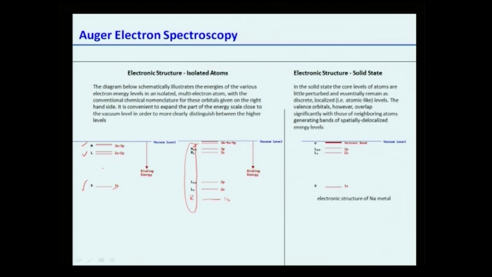Now if I consider the electronic structure of a metal like sodium, what does it have? Sodium has 2 electrons in the 1s level, 2 electrons in the 2s level, then you have 6 electrons in the 2p levels. So that means K, L1, L23, these are the energy levels created. In a solid state, the core levels of atoms are little perturbed and essentially remain as discrete localized levels. The valence orbitals, however, overlap sometimes significantly with those of the neighboring atoms, generating bands of spatially delocalized energy levels.